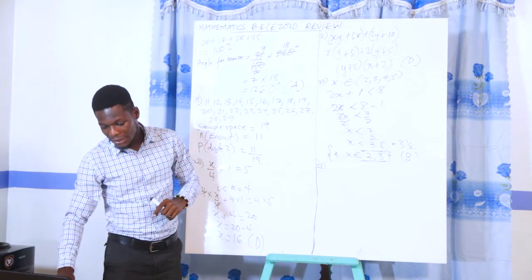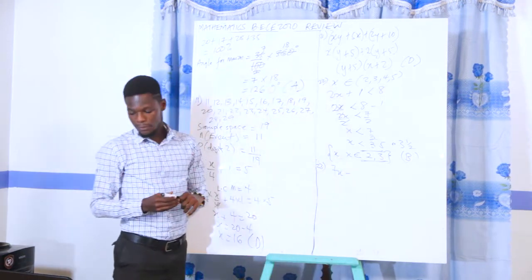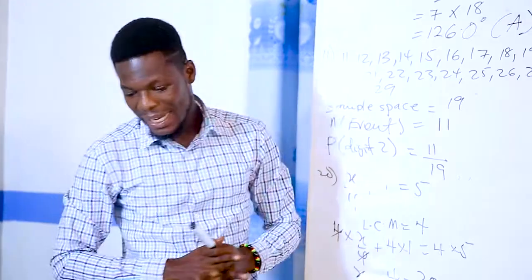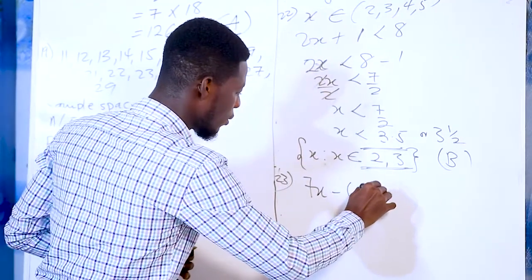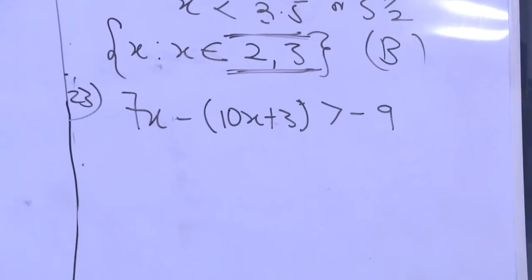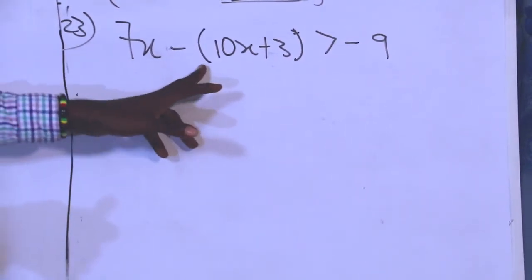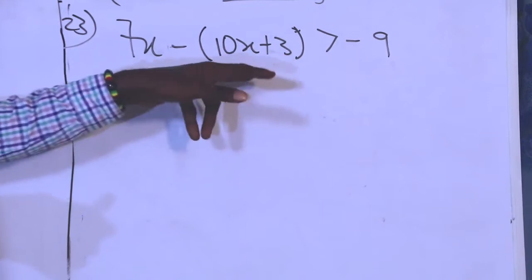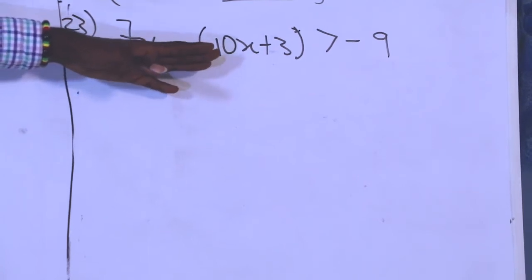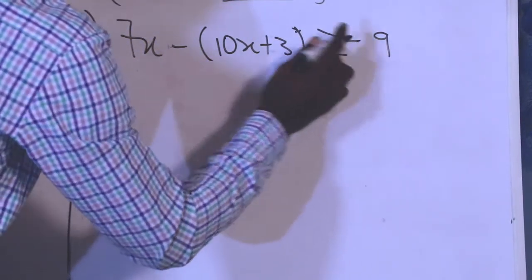23 is also an inequality, which says solve the inequality 7x minus 10x plus 3 greater than or equal to negative 9. Okay, so this is our inequality. Remember that the negative in front of this bracket is affecting all the terms in the bracket. So you have 7x minus the bracket 10x plus 3, greater than or equal to negative 9.